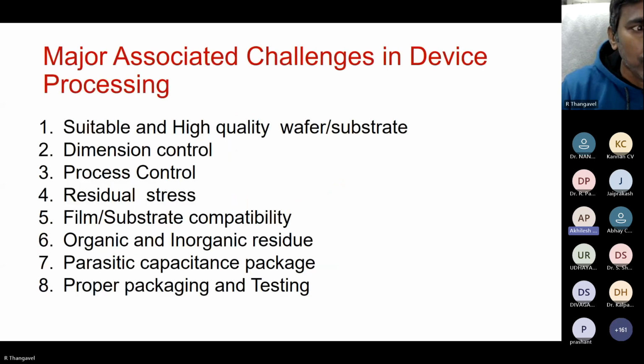Now in the wafer fabrication process, the major associated challenges in device processing are these. One is that a suitable, high quality wafer should be there. Dimensions should be properly controlled. Processes should also be controlled because various processes are involved; sometimes in one IC fabrication, 40 or more processes can be involved. Residual stress should be minimum. Film substrate compatibility will be there. Organic residue should not be there. Parasitic capacitance while packaging should be minimized. Proper packaging and testing will be there.